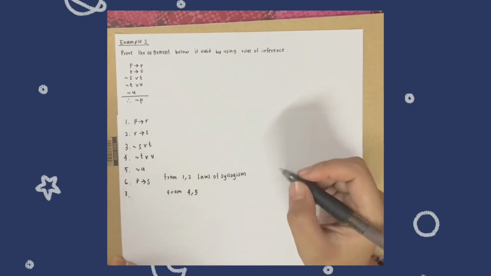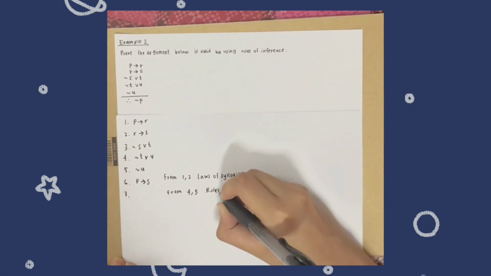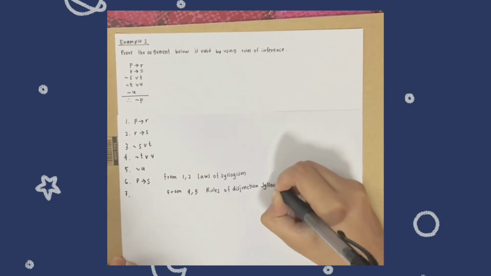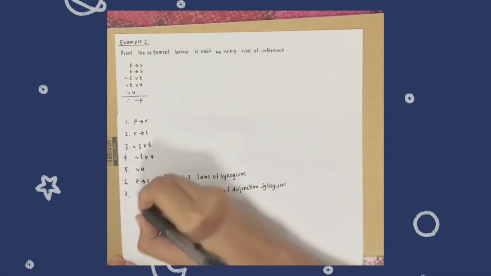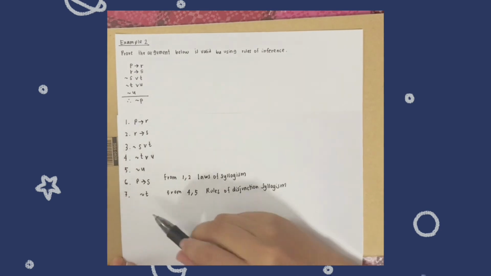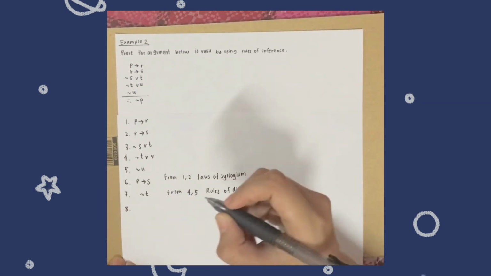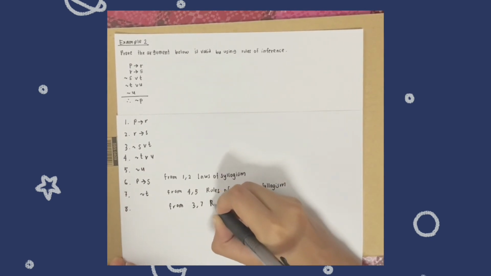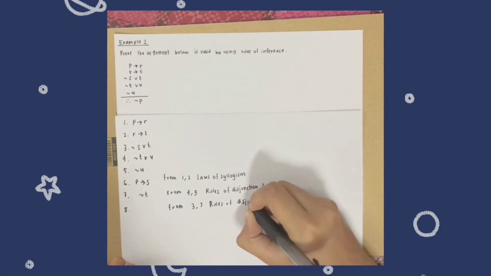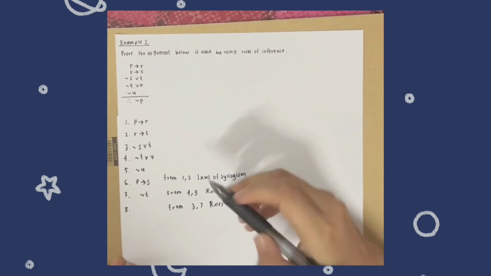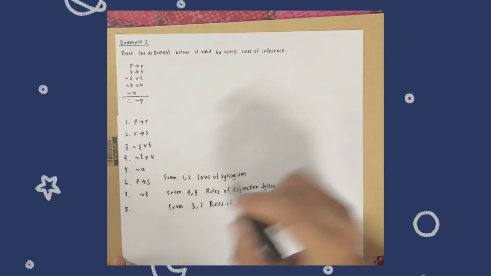So now the next premise is from 4 and 5. As we can see, we can use rule of disjunctive syllogism. And we will get negation T. How do I get negation T? We cross the U and negation U, then we get negation T. Next premises is from 3 and 7. We also use rules of disjunctive syllogism. And 3 and 7, then we will get negation S.